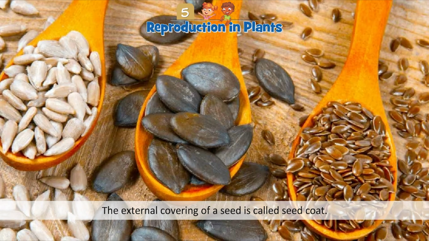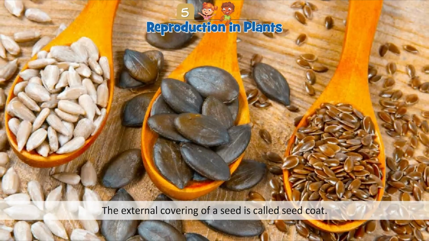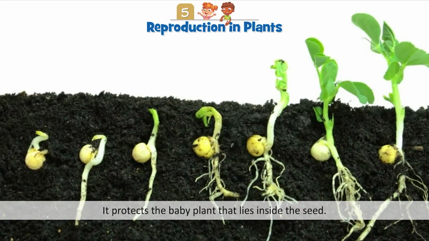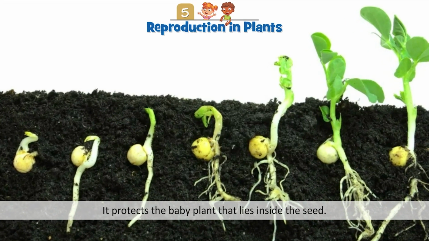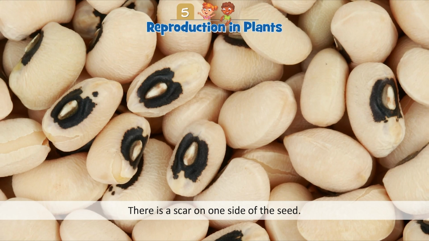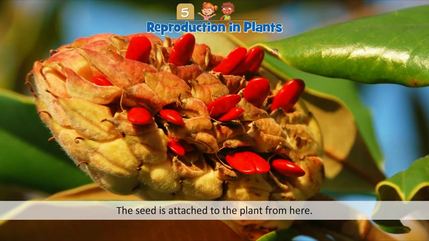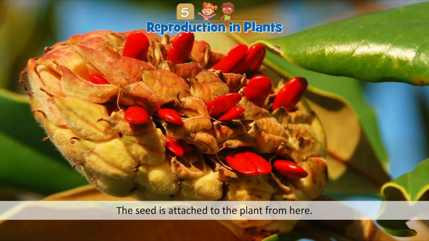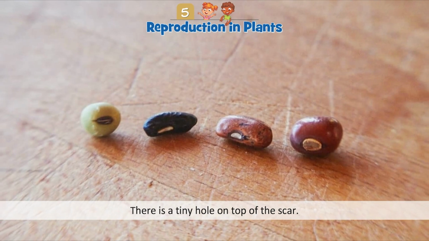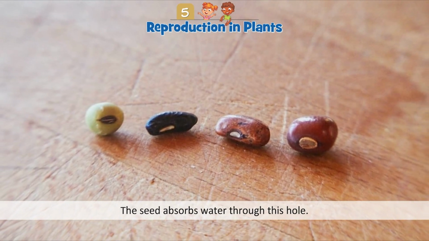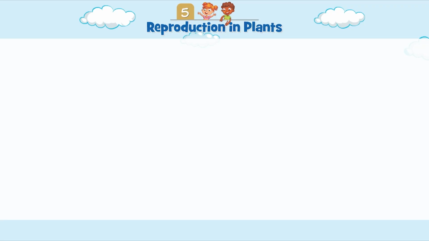Seed coat. The external covering of a seed is called seed coat. It protects the baby plant that lies inside the seed. There is a scar on one side of the seed. The seed is attached to the plant from here. There is a tiny hole on top of the scar. The seed absorbs water through this hole.